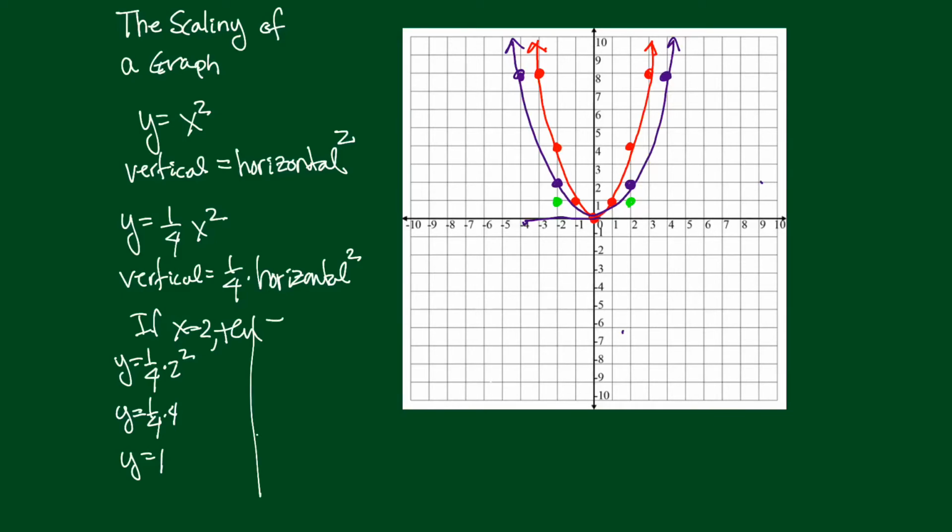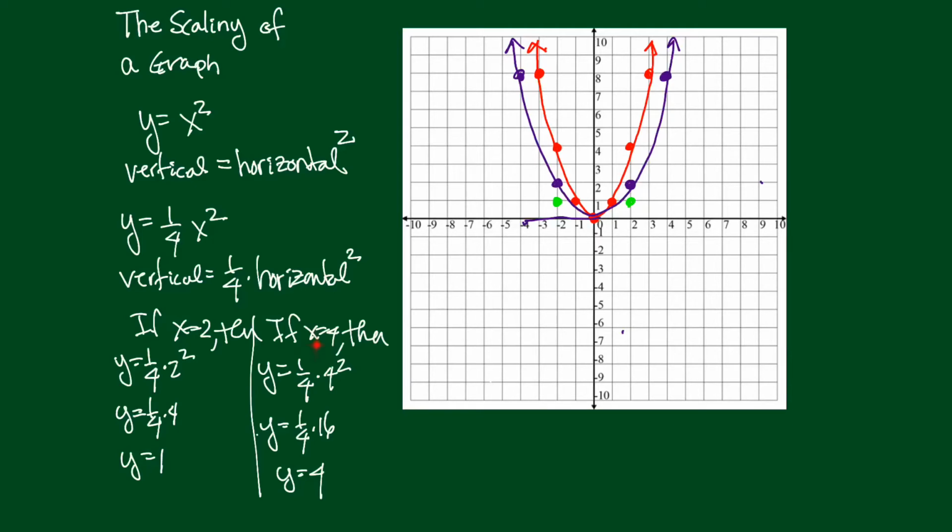Now let's go out to 4 again. So what happens if x is equal to 4? Then the vertical, y, is equal to 1/4 of 4 squared. Y is equal to 1/4 of 16. Y is equal to 4. So let's plot that point.